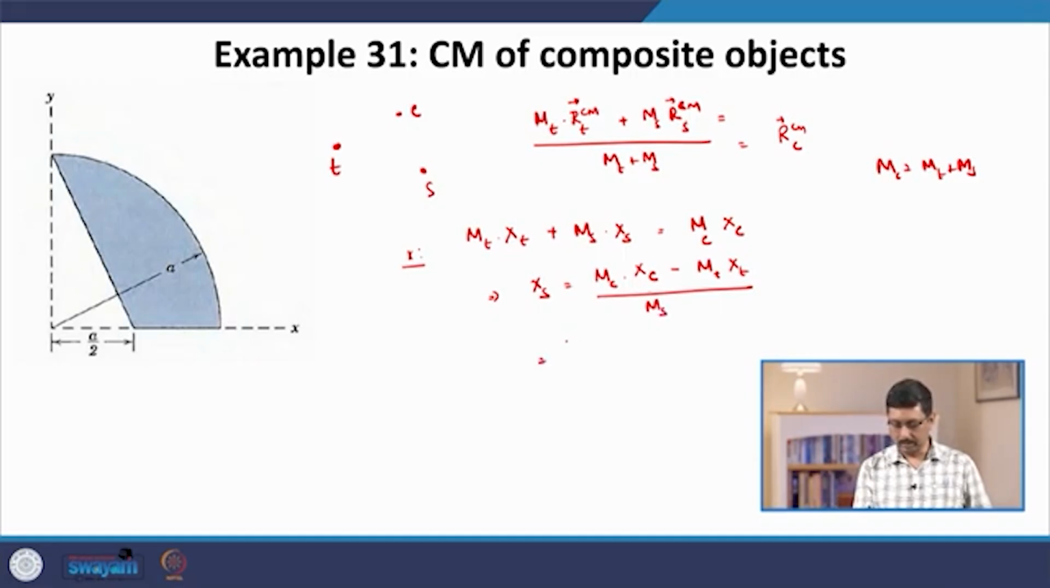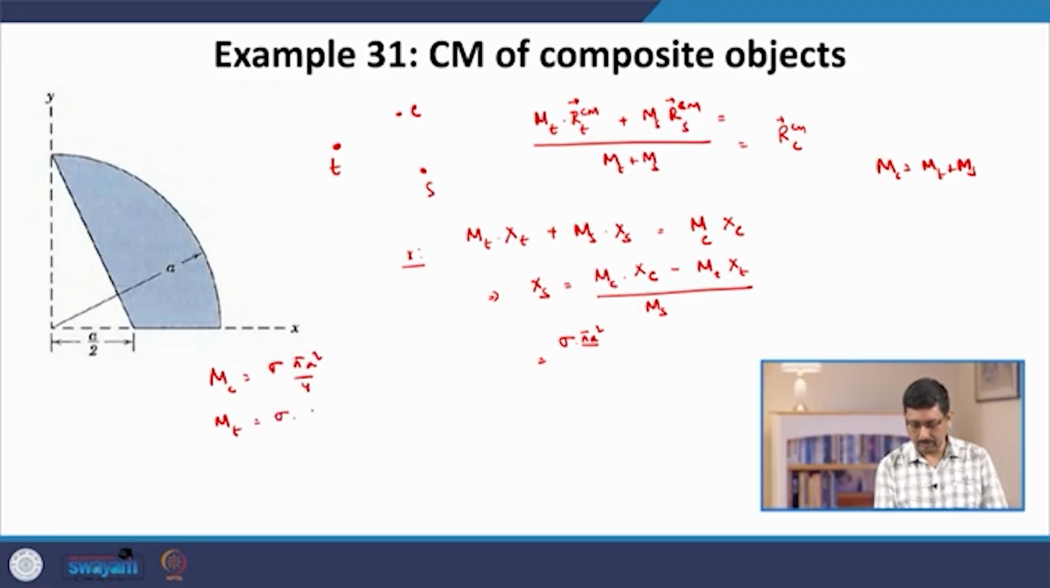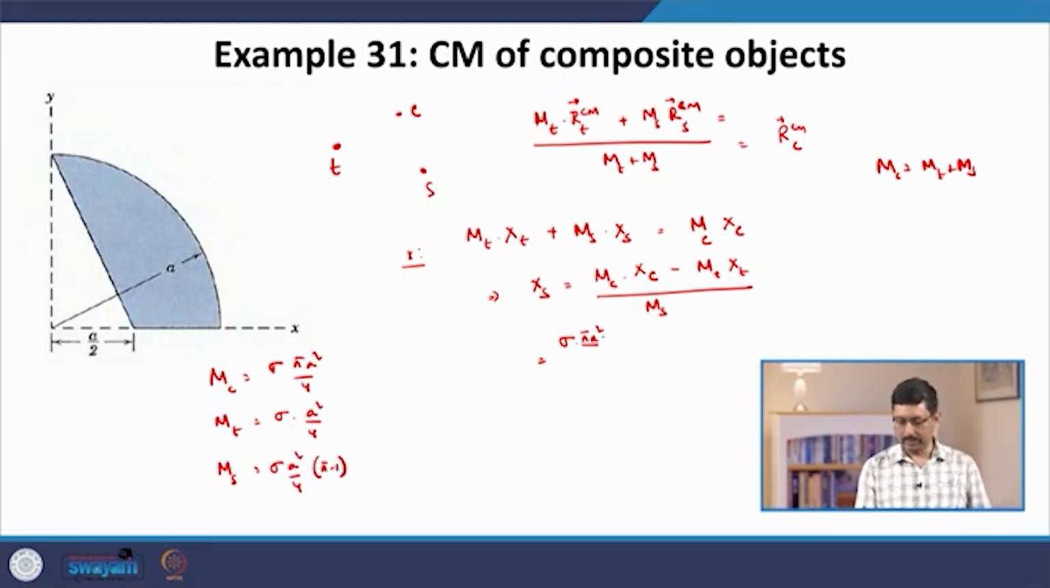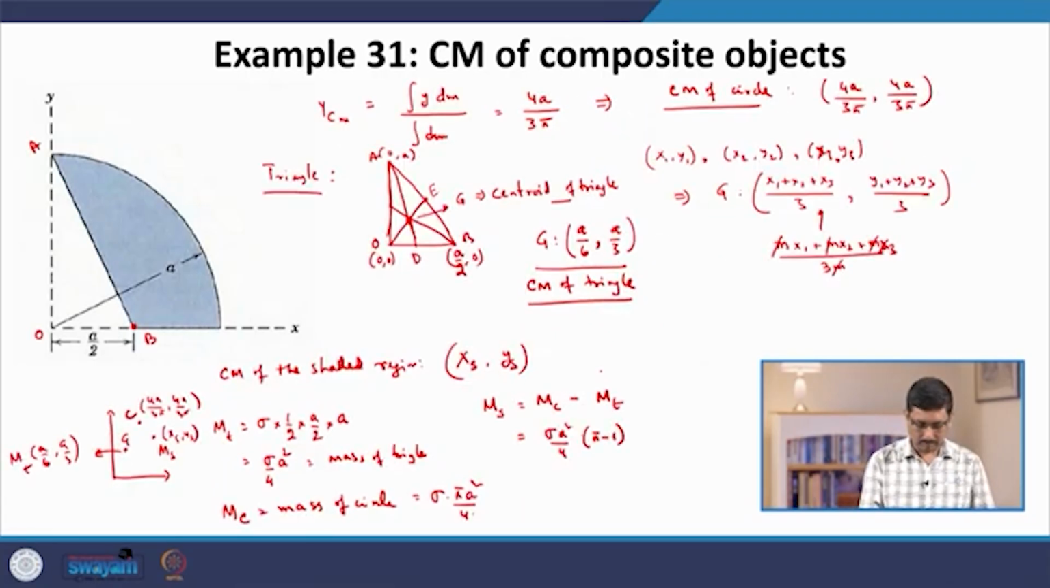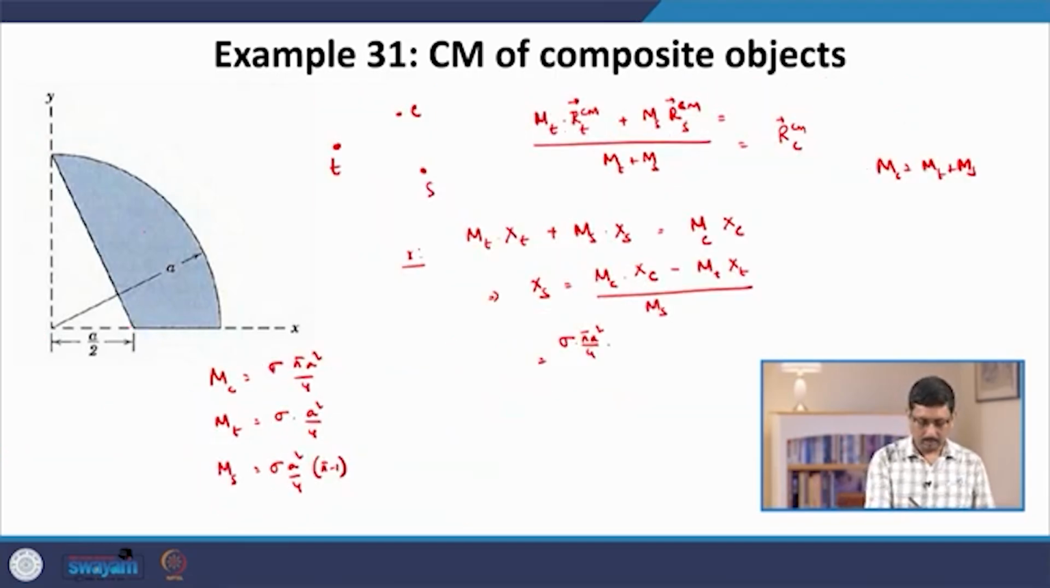Our mc we have found to be sigma times pi a square. So, let us note down the values. mc is sigma times pi a square by 4, mt is sigma times a square by 4, and ms is sigma a square by 4 into pi minus 1. And we have our xc. The xc was the center of mass of the circle, located at 4a by 3 pi, 4a by 3 pi. This is the c, this is a by 6, a by 3, and let us say this is our xs and ys.